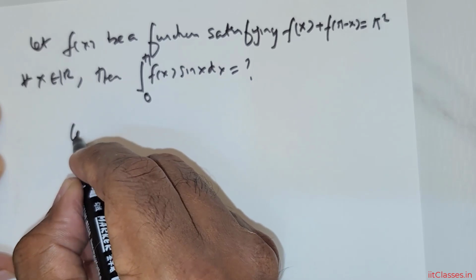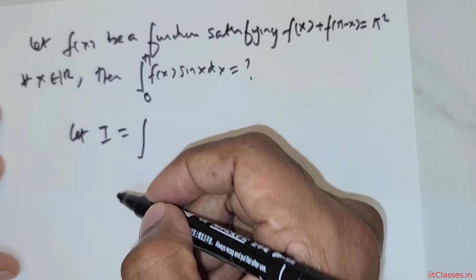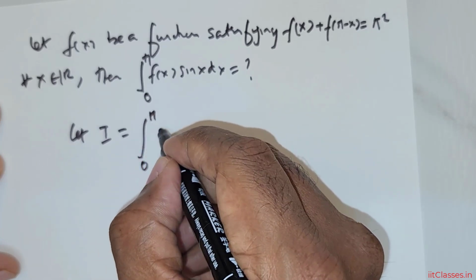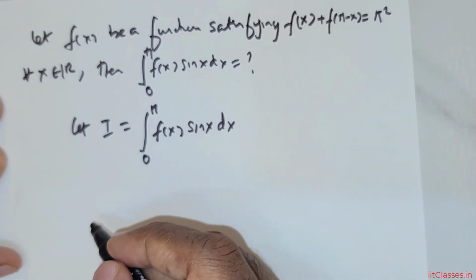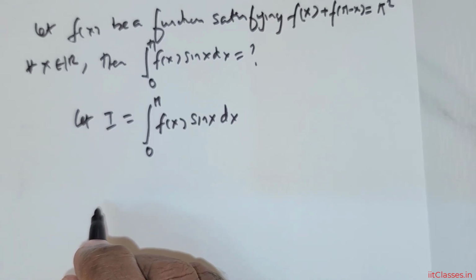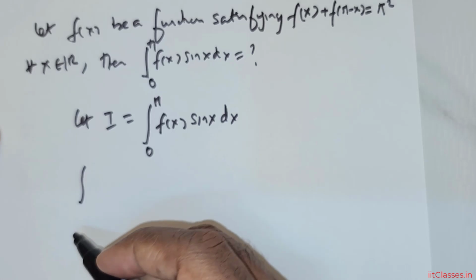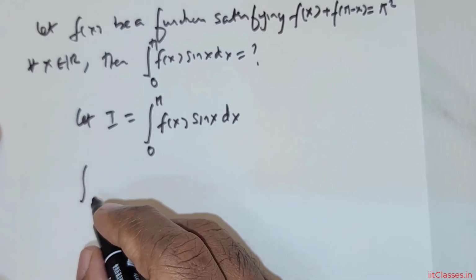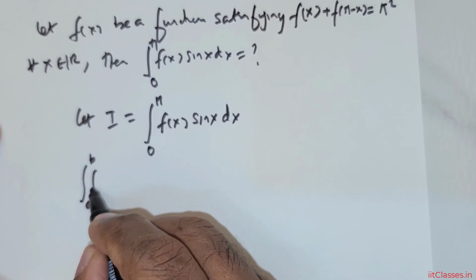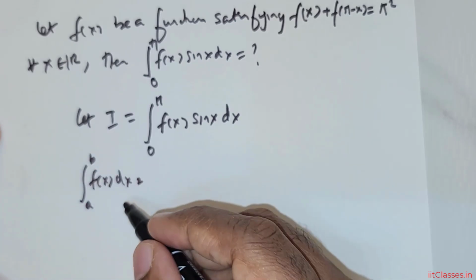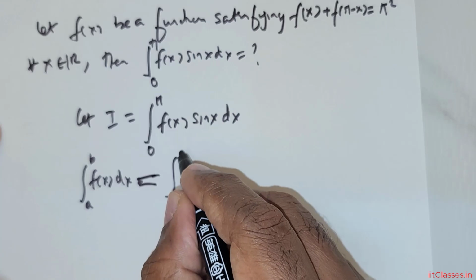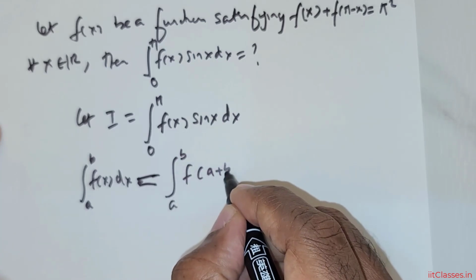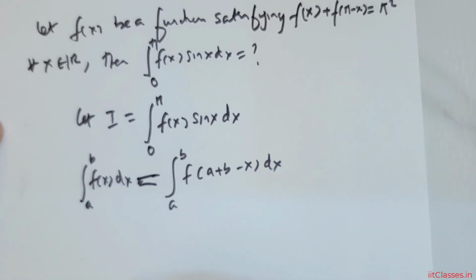Foremost, let I be equal to the integral from 0 to π of f(x) times sin x dx. Now there is a result in definite integrals, a property: if we have the integral from a to b of f(x) dx, then this is equal to the integral from a to b of f(a + b − x) dx. So I can utilize this.